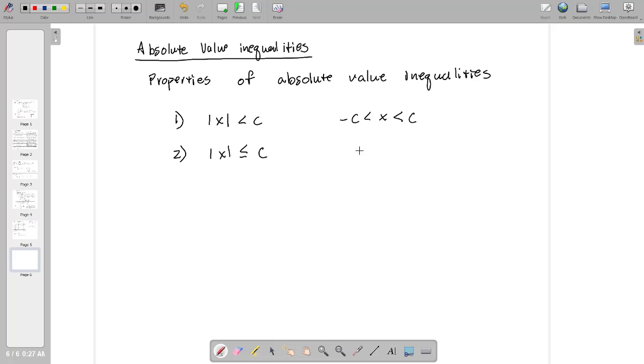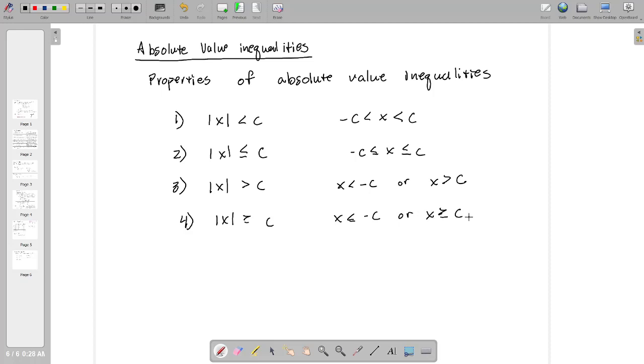So absolute value of x being less than or equal to c means that -c is less than or equal to x, which is less than or equal to c. If the absolute value of x is greater than c, then we say that either x is less than -c or x is greater than c. And if the absolute value of x is greater than or equal to c, we have the same thing, but with equality underneath. So it looks like this.